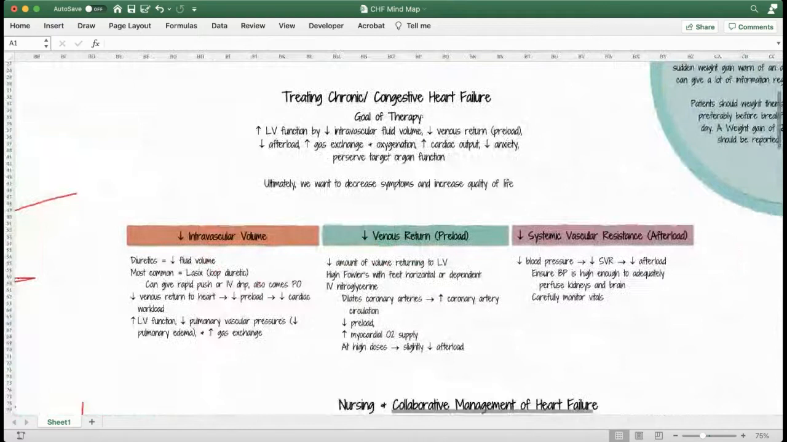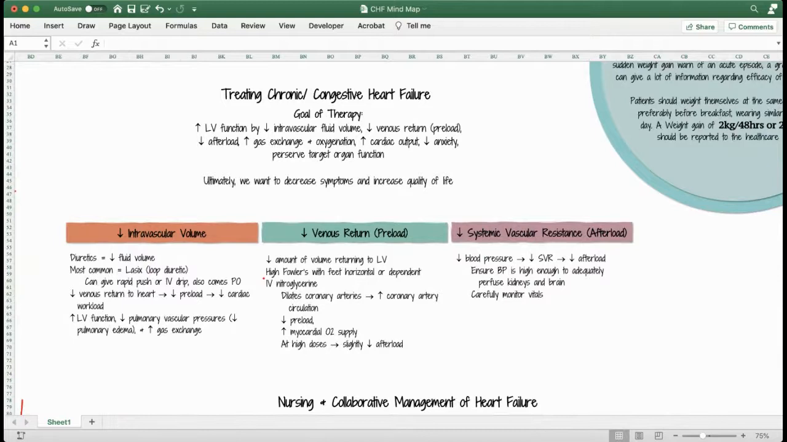The main goal of therapy is to increase our left ventricular function. Like I said, most of the time, if you have right-sided heart failure, you probably have left anyway. But even if you have right-sided, we still want to increase the amount of blood that's coming out in the end. So you want to decrease your intravascular fluid volume. We want to decrease venous return, what's coming back and filling up the ventricles. A lot of this will depend on whether you have systolic or diastolic, but you can work through it. You want to decrease the afterload, increase gas exchange and oxygenation, and increase cardiac output. This is really our big one here. We want to increase cardiac output.